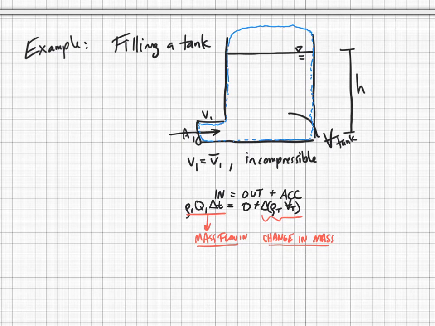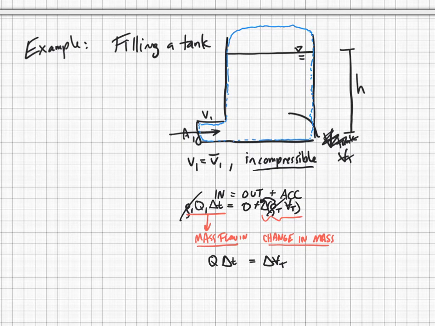Okay? So the first thing I want to do is take this rho right here and move it outside of that delta because it's incompressible. So rho 1 equals rho T. Those are just going to cancel algebraically. So I'm left with Q delta T equals delta V T, the volume of the tank.